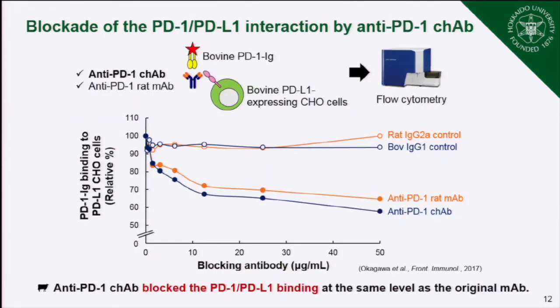So as a final in vitro analysis, we evaluated the blockade effect of the interaction using the chimeric antibody. Soluble PD-1 protein was pre-incubated with the chimeric antibody and then reacted with a PD-L1 overexpressing cell line. And as shown in the blue line, the chimeric antibody blocked PD-1 and PD-L1 binding at the same level as the original monoclonal antibody.